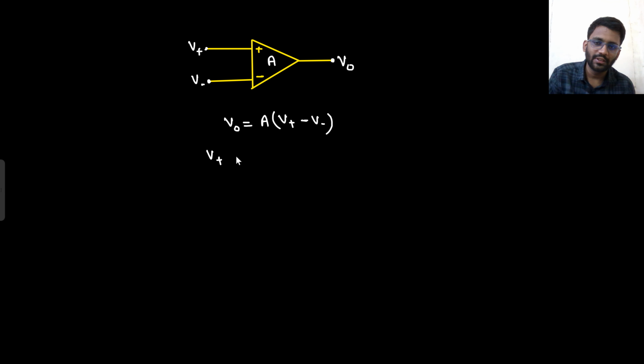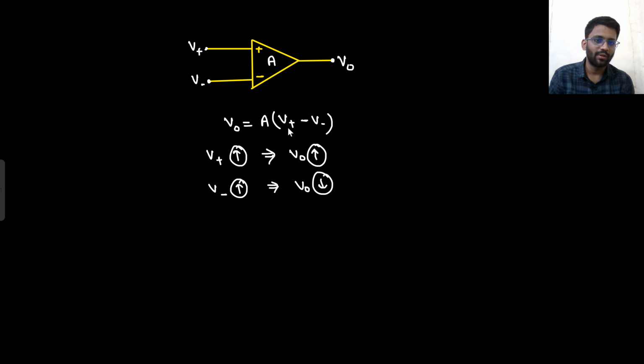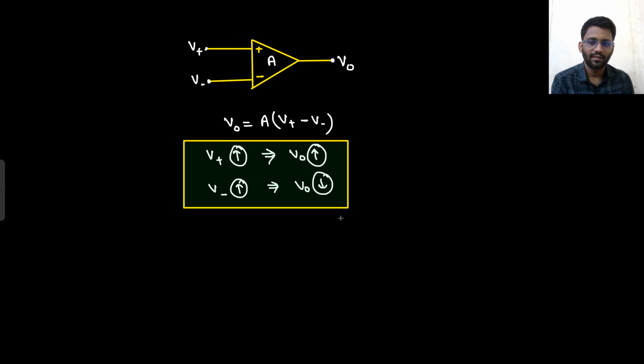Now if your V positive increases, then what will happen? Output will increase, right? If this node is increasing, certainly output will increase. But if your V negative increases, then what will happen? Output will decrease. Basic mathematics. If this is increasing, then more value is getting subtracted, so output will decrease. V positive increases, output will increase. V negative increases, output will decrease. This is the basic thing that we will be using later on in the lecture, so you need to keep it in mind.